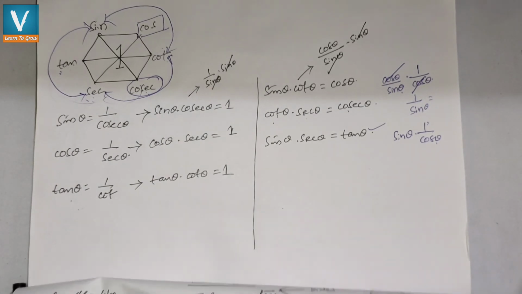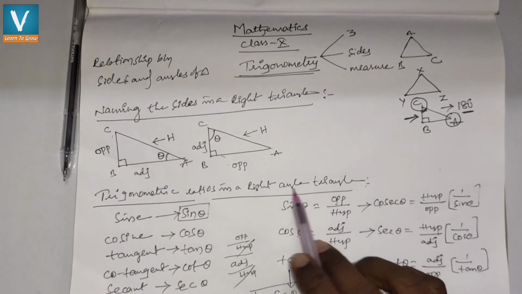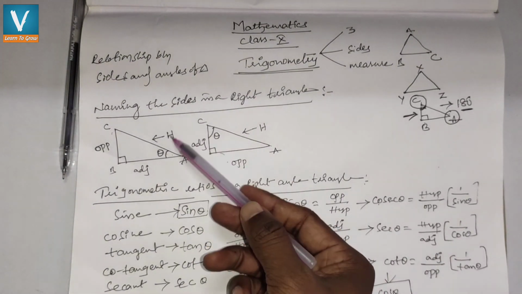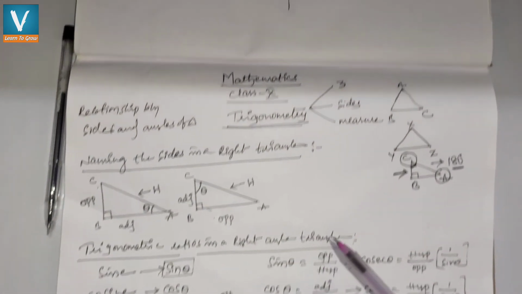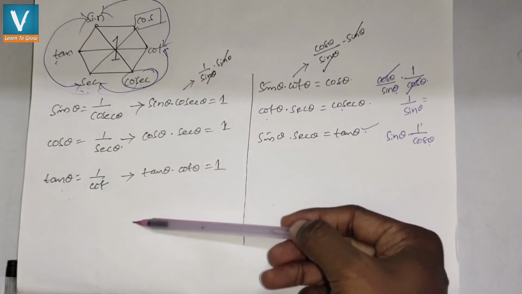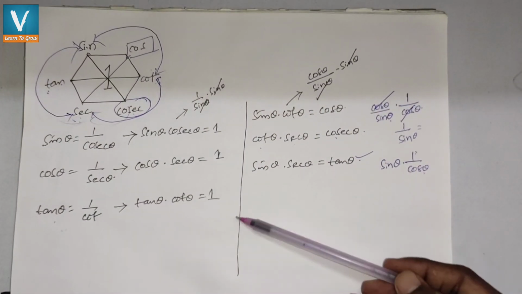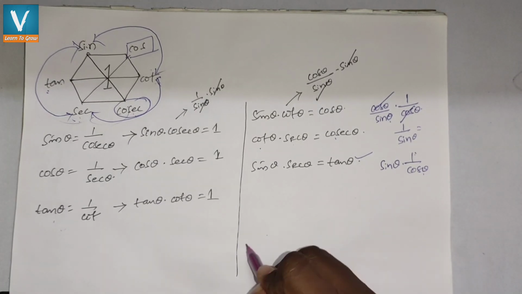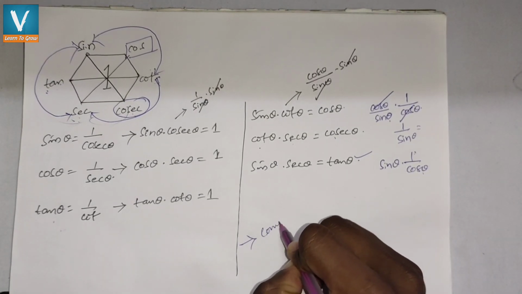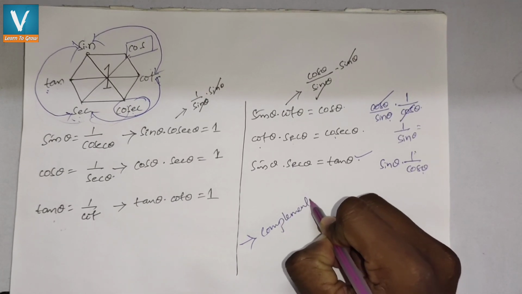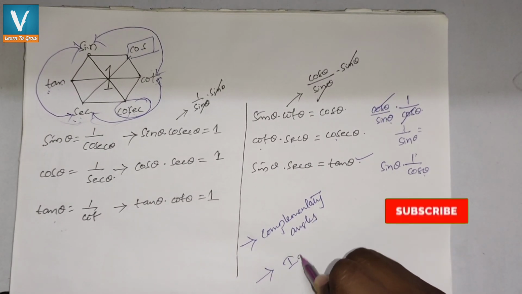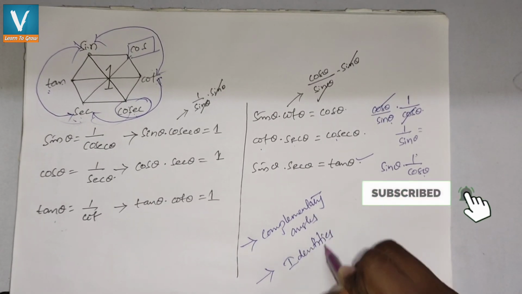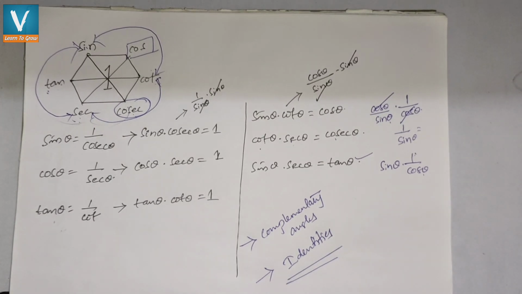So today what we observed here is trigonometry, the basic ratios of trigonometry. We named the sides of the right angle triangle, observed the 6 ratios and the hexagon, and we derived 6 and 6, 12 formulas here. Okay. In the next class we are going to discuss complementary angle formulas and trigonometric identities. Okay, and I hope you got this class. Thank you so much.